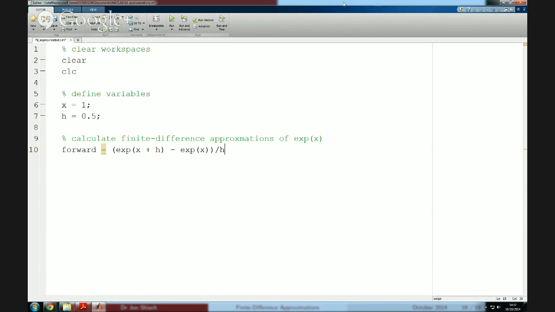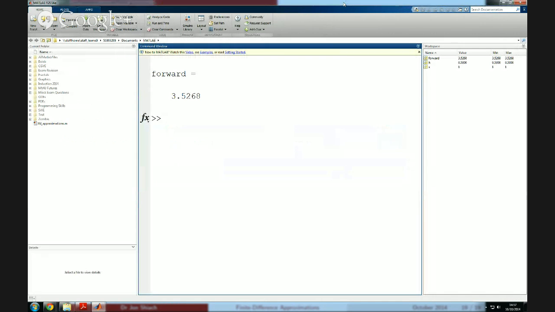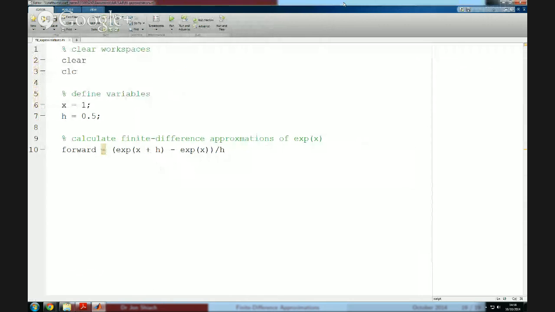Let's see what happens when I run that. There you are. My forward difference is 3.5268. We're looking for about 2.7818. So you can see it's quite a poor approximation. What about the backwards difference? Is that going to give me anything better?